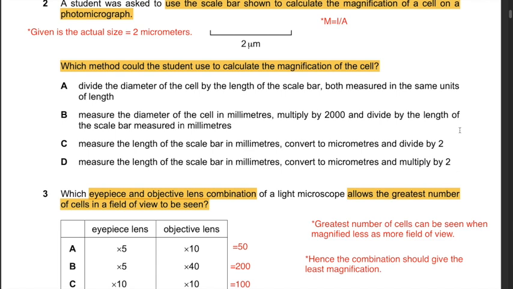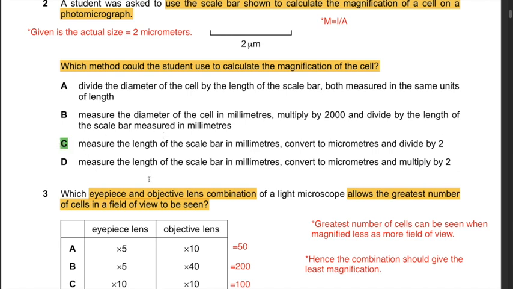C. Measure the length of the scale bar in millimeters, convert to micrometers and divide by 2. Yes, that is correct, because once you measure the length of the scale bar in millimeters, you get the image size. However, the image size is in millimeters and the given actual size is in micrometers. In order to substitute the values into the given formula, you need to make it into a single same unit. Therefore, you convert the obtained image size into micrometers, and then when you divide by 2, which is basically the actual size, you get the magnification. Therefore, C is the correct choice.